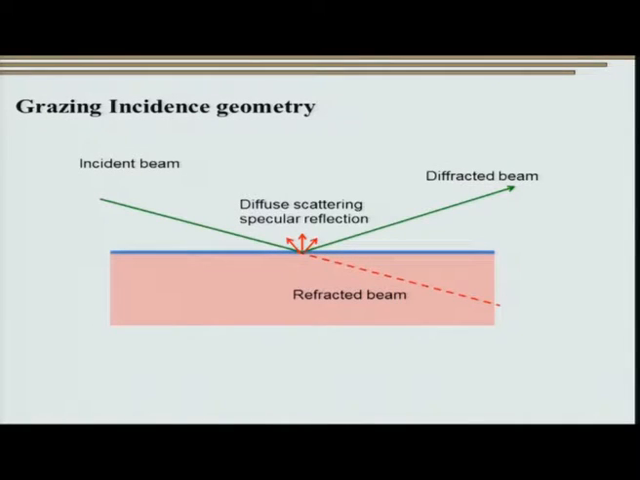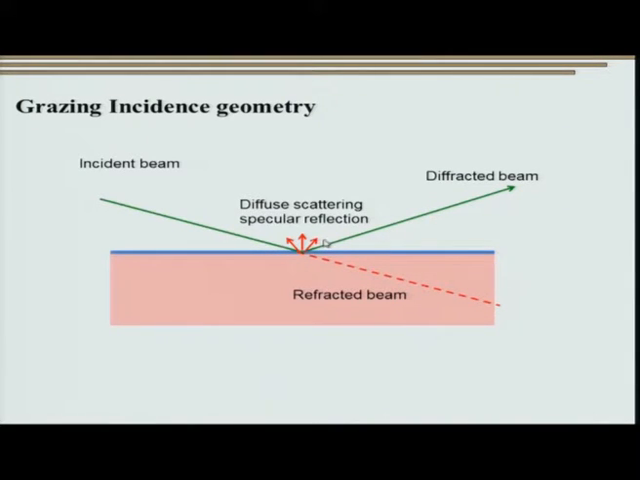So, let us first try to understand how it really works in the case of grazing incidence diffraction. Let us look at the grazing incidence geometry first. Here I have shown a thin film deposited over a substrate. You can see I have exaggerated this incident angle, say theta I, and you can see how the incident beam on the substrate gets diffracted.